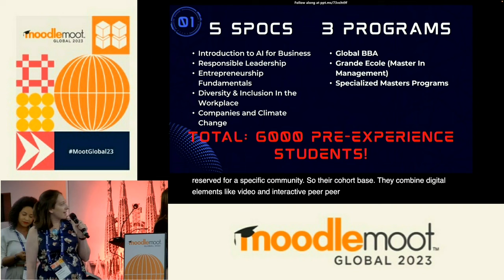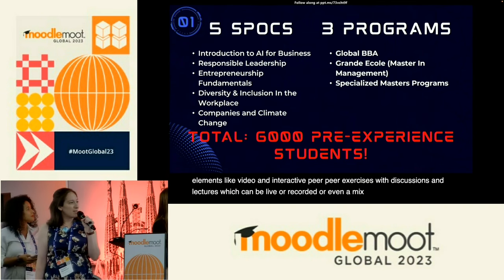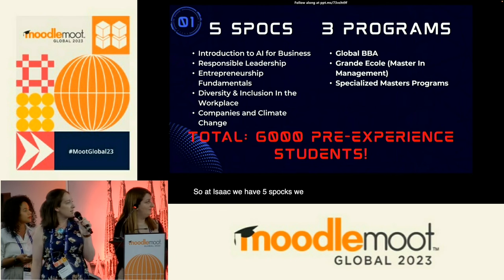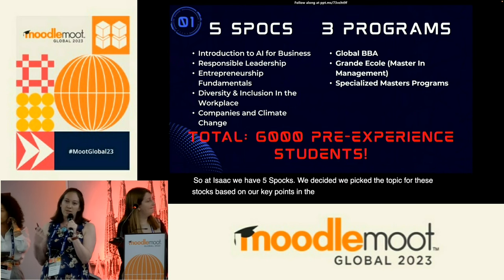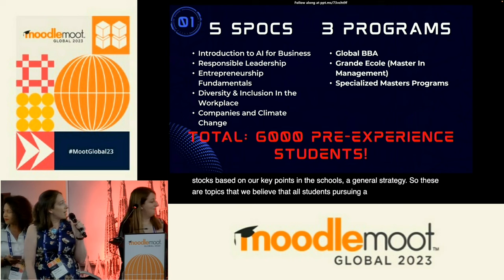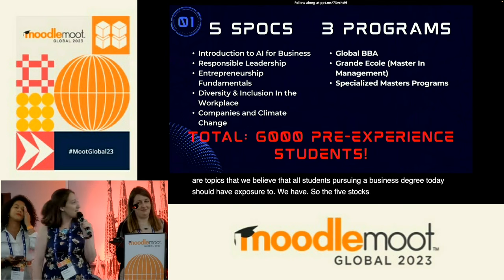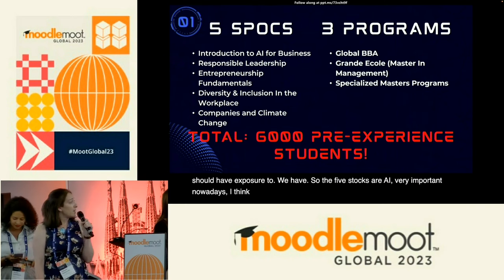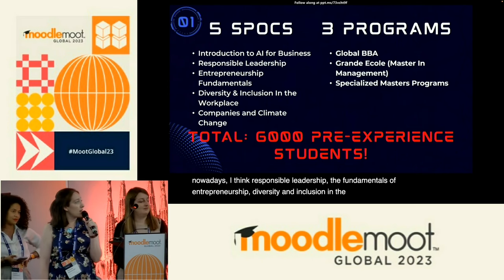So at ESSEC, we have five SPOCs. We picked the topic for these SPOCs based on our key points in the school's general strategy. So these are topics that we believe that all students pursuing a business degree today should have exposure to. The five SPOCs are AI, very important nowadays, I think, responsible leadership, the fundamentals of entrepreneurship, diversity and inclusion in the workplace, and companies and climate change.